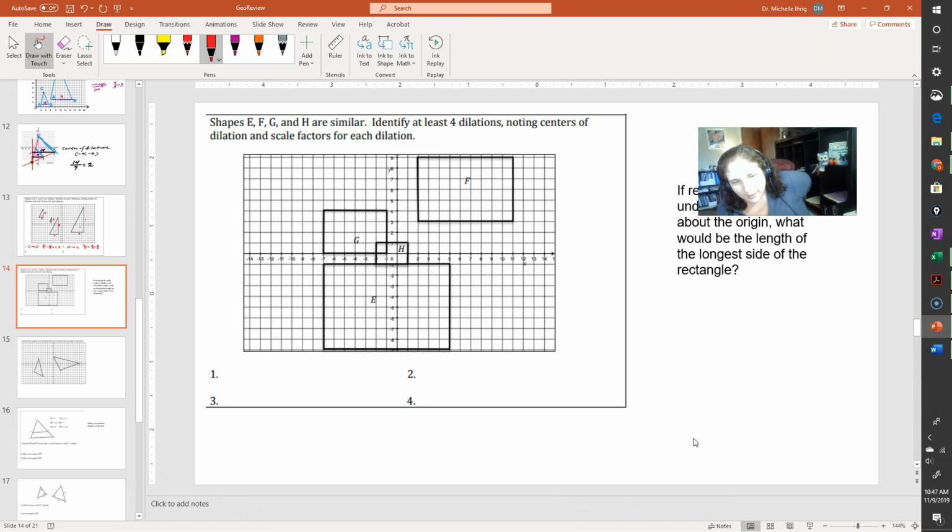Here, same idea. When we look here, if we go from G to E, we're just connecting our point. So we know that the center of dilation has to be somewhere on this line. We know that these points would correspond to each other.